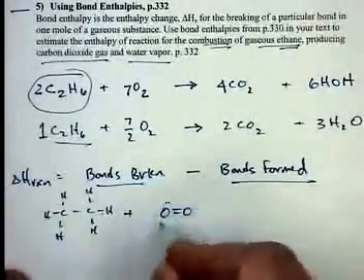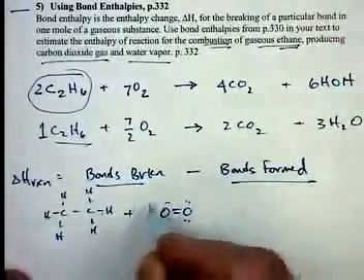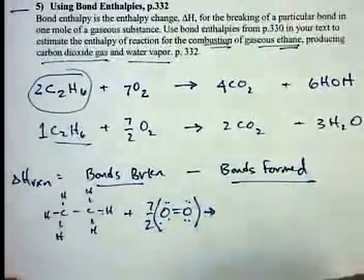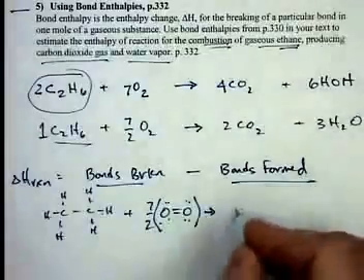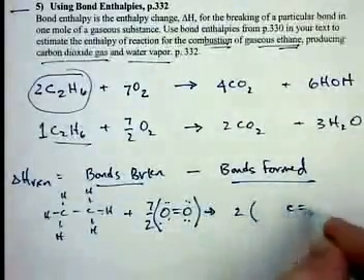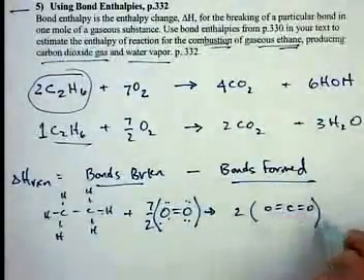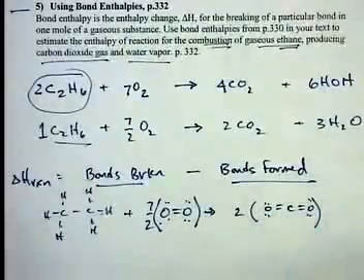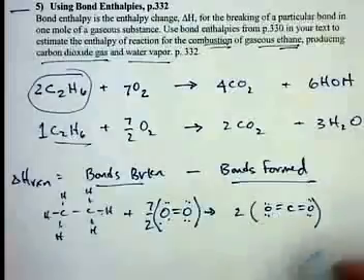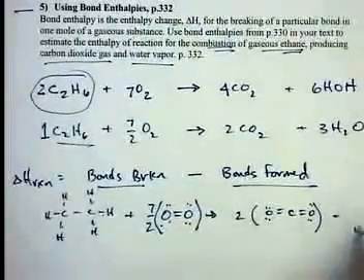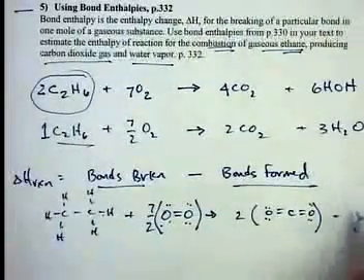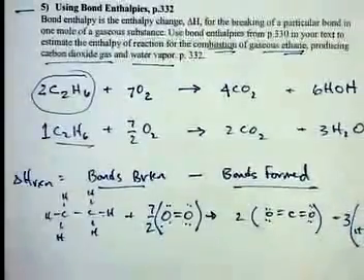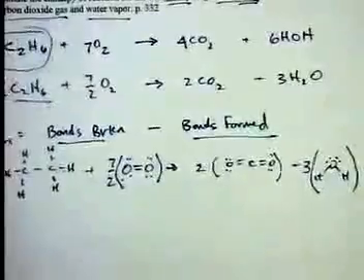Oxygen is held together by a double bond, so notice we'll have 7 halves of the oxygen-oxygen double bonds. Carbon dioxide, remember, is held together by a couple of double bonds, so we'll have 4 carbon-oxygen double bonds. And lastly, water's Lewis dot structure looks like this, and notice we'll end up with 6 of the hydrogen-oxygen bonds.